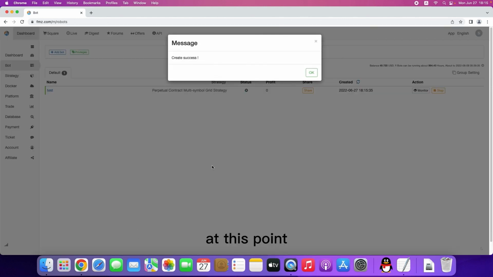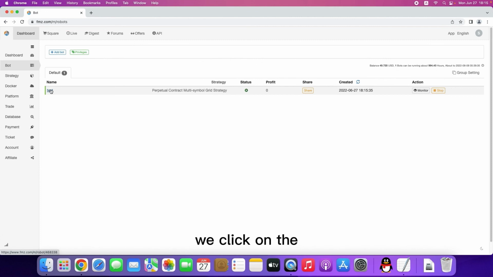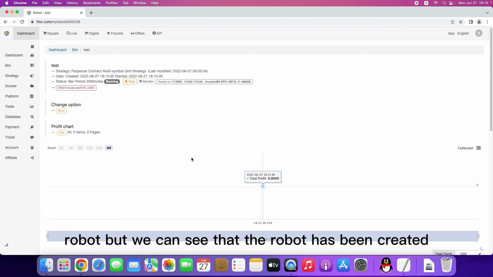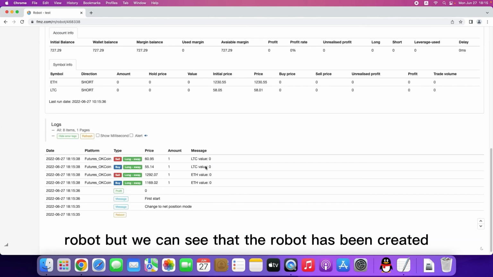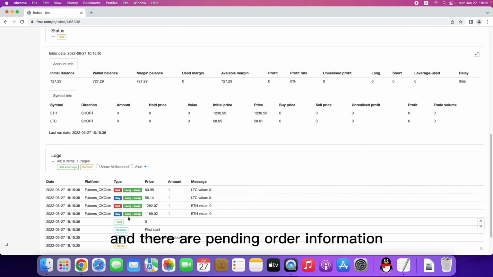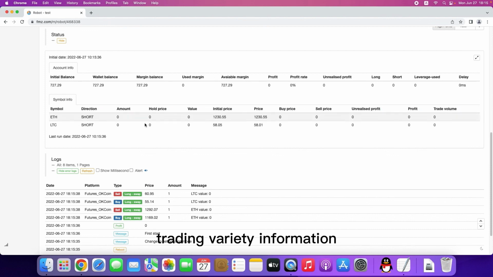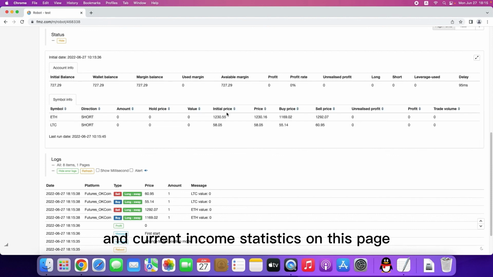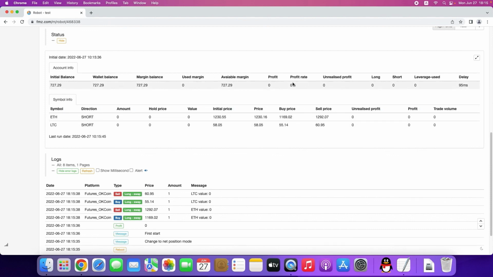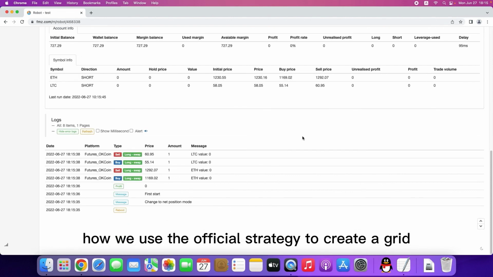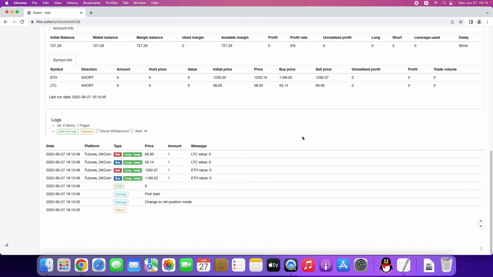At this point, when we click on the Add Robot button, we can see that the robot has been created, and there are pending order information, initial information, trading variety information, and current income statistics on this page. This is how we use the official strategy to create a great trading robot. Thank you.